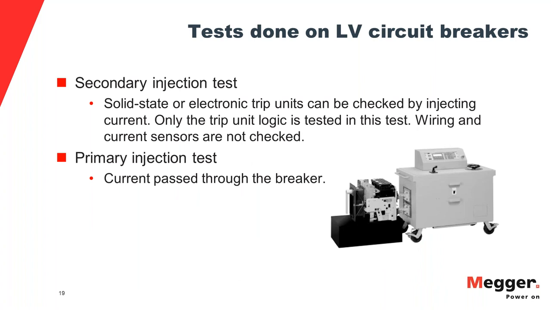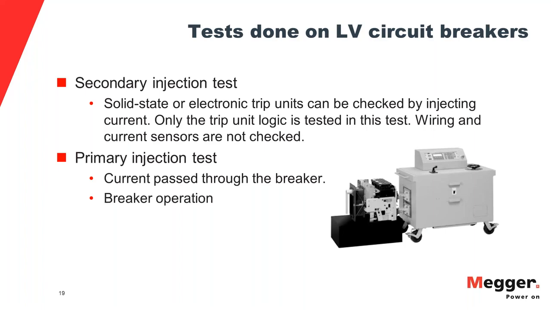You also have some other tests, like the secondary injection test, where the current is injected into the trip unit itself, and the logic of the trip unit is checked at different calibration points. In this case, the breaker may or may not trip, but the wiring and the current sensors are not checked because you're not actually injecting current through the breaker. The test sets used for this test are sophisticated but really small compared to the primary injection test, where the test sets need to be really big because you're actually injecting current through the breaker.